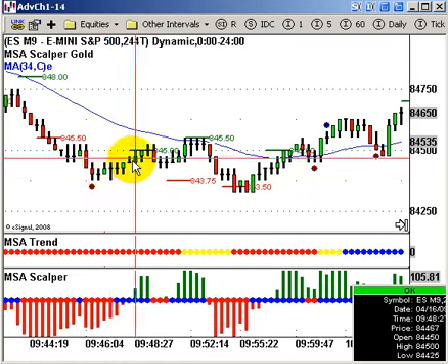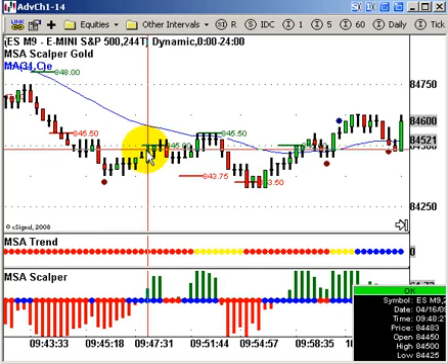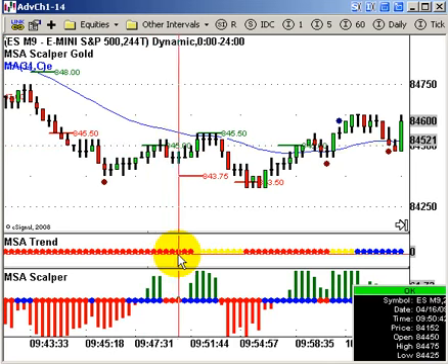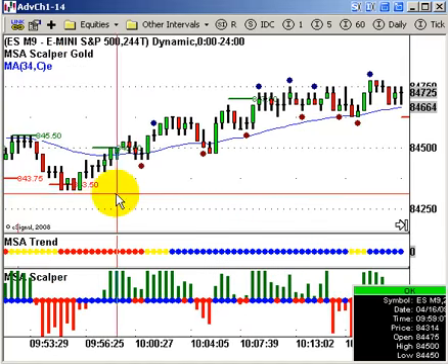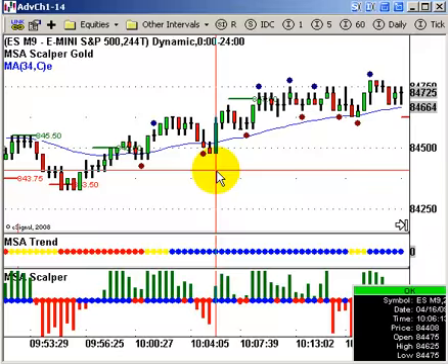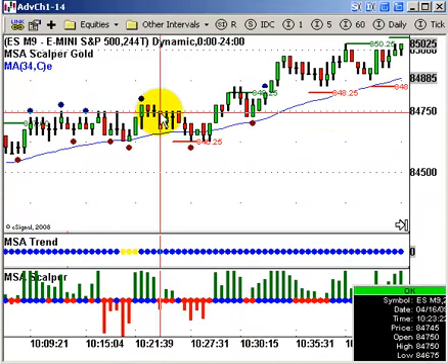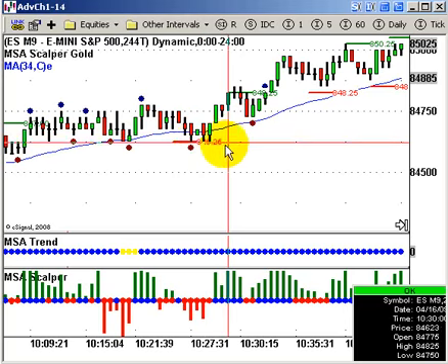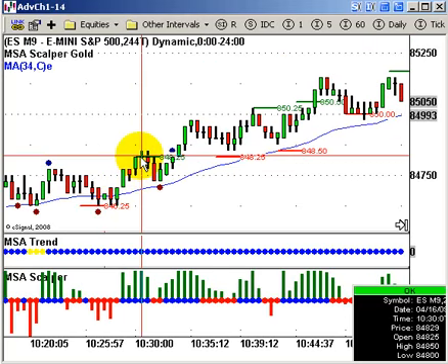If you still held, then you would have stopped there at 845 for a couple of points. But you don't take that long because the trend is still saying short there. Couldn't catch this one because the trend was still red. There was a long there, but it didn't really go much of anywhere. Then you catch a long here at 849.25.